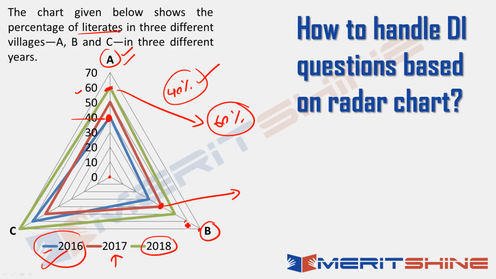So this is 1, 2, 3, 4. So the 4th here, so 70, 60, 50, 40. So this point here would be 40.